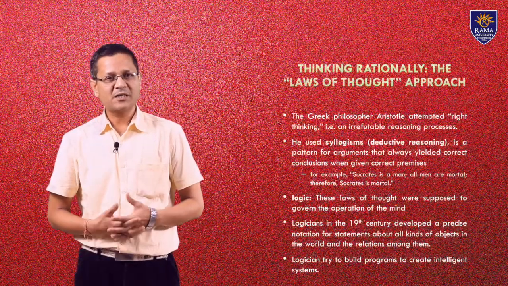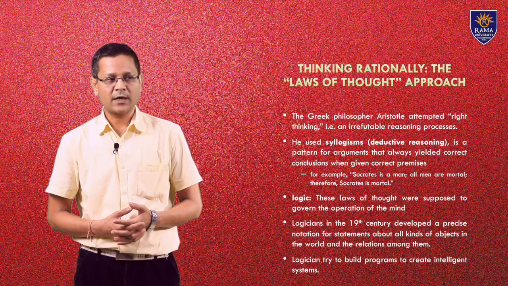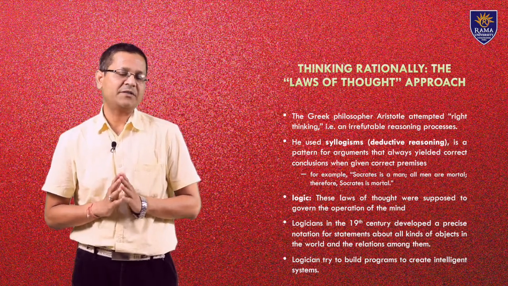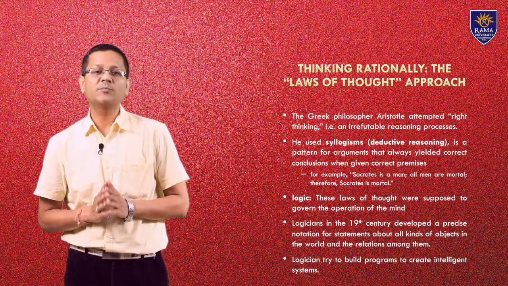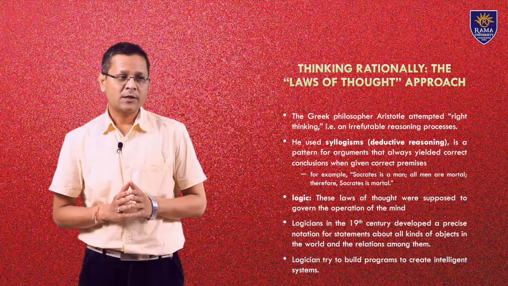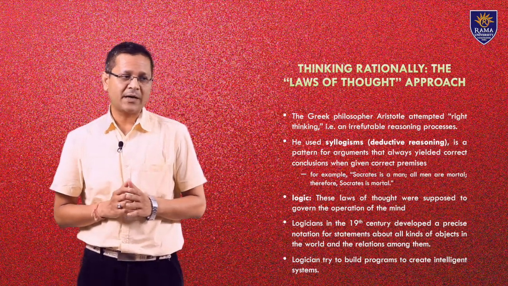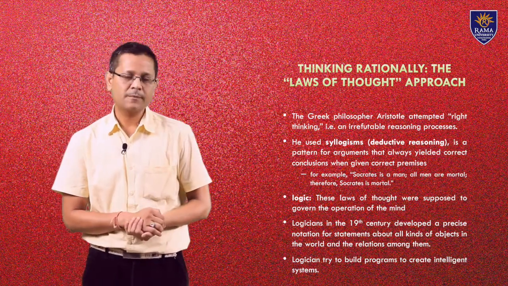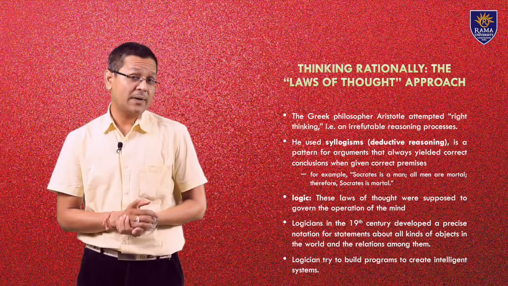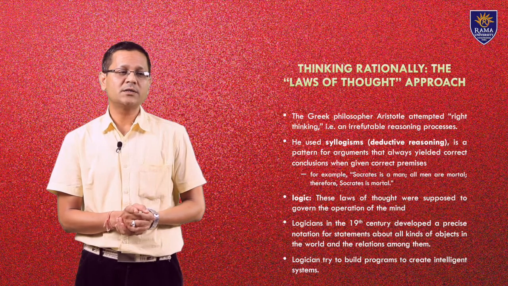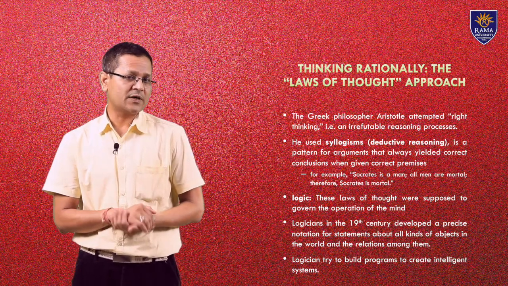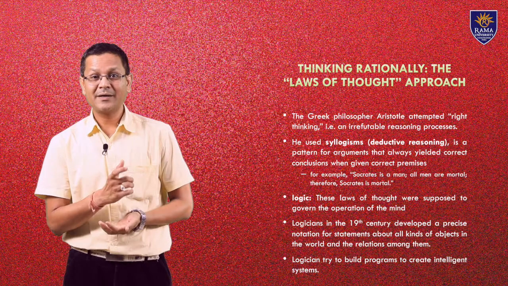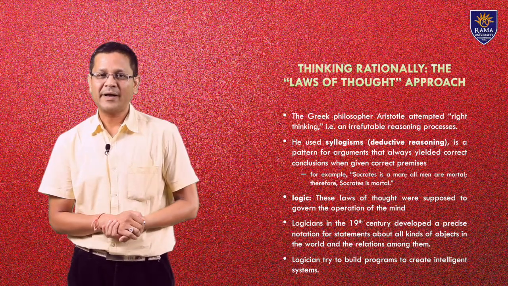In thinking rationally, the major contribution was given by the Greek philosopher Aristotle, who for the first time gave the idea of right thinking, that is, an irrefutable reasoning process. He used syllogisms, that is, deductive reasoning. It is a pattern for argument that always yields the correct result provided the premises are true. For example, Socrates is a man, all men are mortal, and therefore Socrates is mortal. In these three sentences, the first two are premises and the third is the conclusion or deduction from the concept of right thinking.